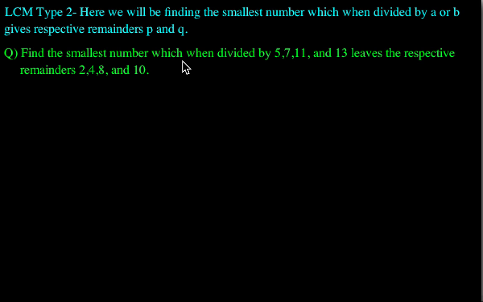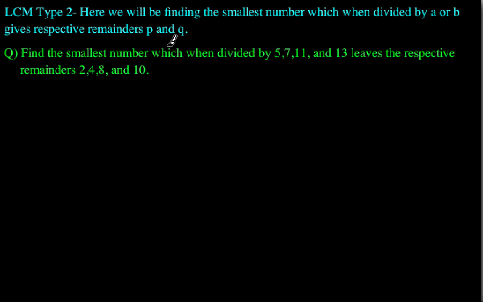Okay, so here we'll be looking at the second type of questions on LCM. Here, when we divide the number by different numbers, instead of giving the same remainder, we are getting different remainders, and in that case we have to find the smallest number.